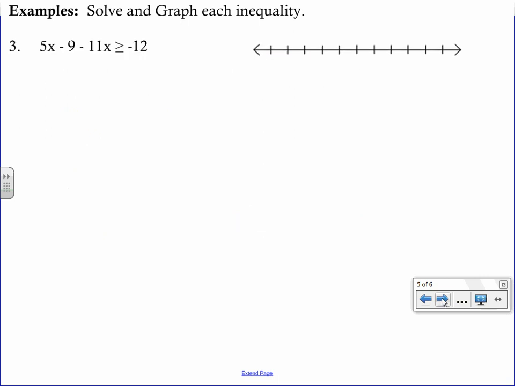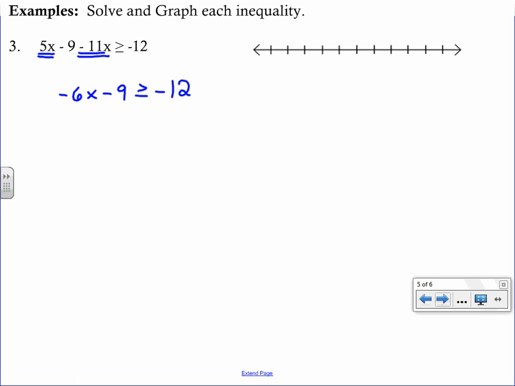All right, our next example, we still don't have parentheses, so we don't have to do the very first step of distributing, but we do notice that we have some like terms on the same side of the equation. So we have a positive 5x and a negative 11x. So make sure you take that minus sign in front of the 11x term along with it. So if I combine those, I end up with a negative 6x minus 9 is greater than or equal to negative 12. Lots of negatives here in this problem.